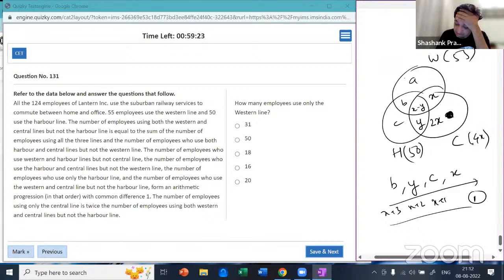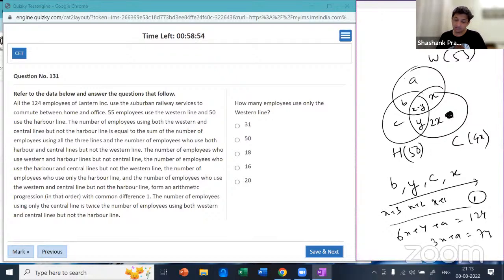So this entire thing is 4x, 6x plus 4 plus a. 6x plus 4 plus a is 124. And 3x plus a, this part is 74. 6x. Okay, understood. So if this gets cancelled out, 6x plus a. Okay, so 3x is 46, which is not right. So this has to be x minus 1, x minus 2, x minus 3, I guess.